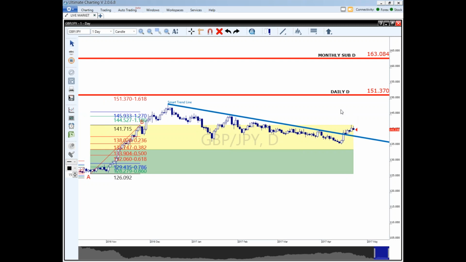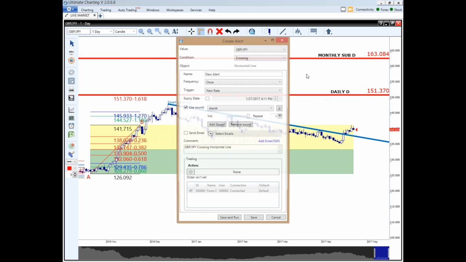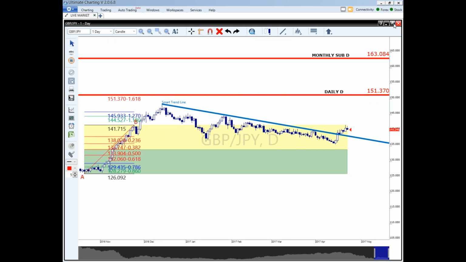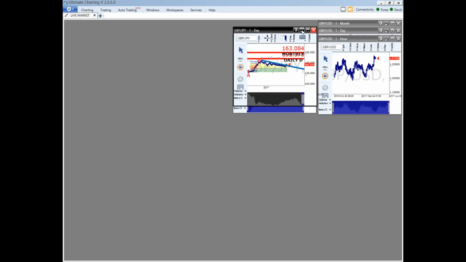Okay, so let's take this daily D extension and link that to the 1 hour chart, okay, because now from the live market, the monthly is 2,000 pips away. The daily is about 1,000 pips away, a little bit over 1,000 pips. So that's a good amount of profit opportunity we can look to take on. Okay, so what I'm going to do now is I'm going to go into the 1 hour time frame.